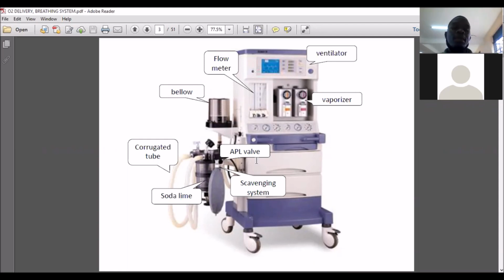Then we have a ventilator. This ventilator is the one used for the gaseous flow, because it's the one that does the mechanical breathing for this anesthetic machine. Then the flow meter is used for gauging. You gauge and see how much of the gas mixture you're giving. Then we have the bellow. Bellow is more of a valve, making the flow go in one direction. Then corrugated tubes, these are the ones where you breathe in and breathe out.